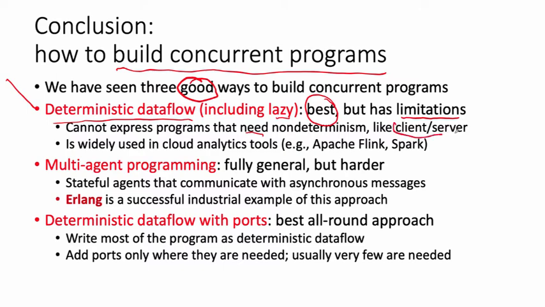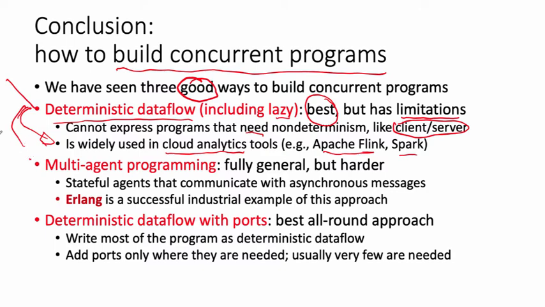The example we showed is a client server. But deterministic data flow is widely used nowadays. Many cloud analytics tools are implicitly using this, things like Apache Flink or Spark or other tools. So this is actually a widely used paradigm nowadays. This was not true 15 years ago, but it's true today.